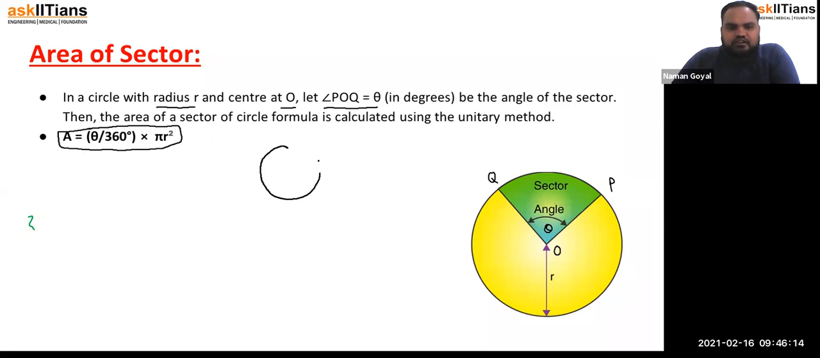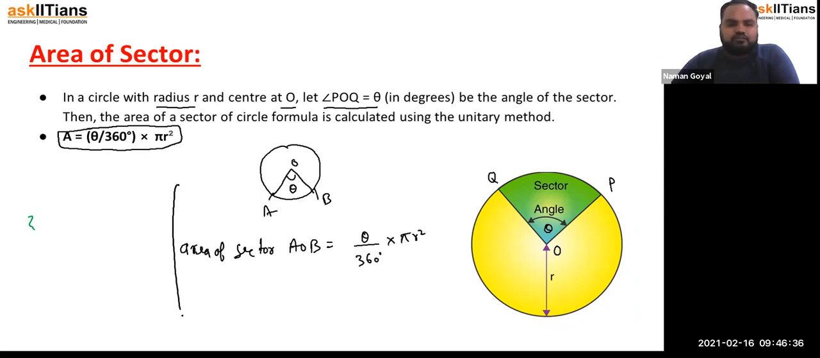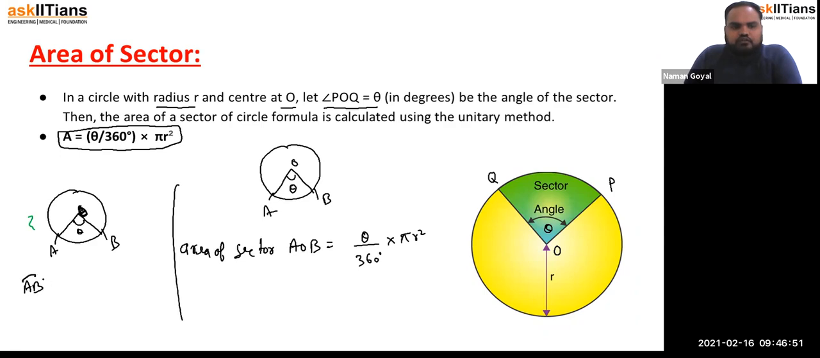So if there is a circle and there is a sector AOB, we can say that this point is O, this angle is theta. So the area of sector AOB is given by the formula theta upon 360 degree into pi r square. Now there is a similarity between this formula and the formula for length of arc. This point is O, and this angle is theta. So if I'm asking for the length of arc AB, it will be theta upon 360 into 2 pi r, right?